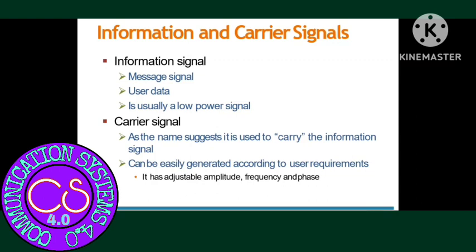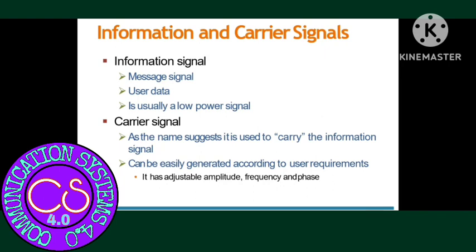As the name suggests, it is used to carry the information signal. So whatever the information of the information signal is, that is carried by the carrier signal, and it can easily be generated according to the user requirement. So how are we actually going to generate it? By the technique of modulation. We are going to modulate a signal. We are going to change the characteristics and parameters of the signal according to the user application, user requirement. So how are we going to prepare, generate, and develop it according to the requirement?